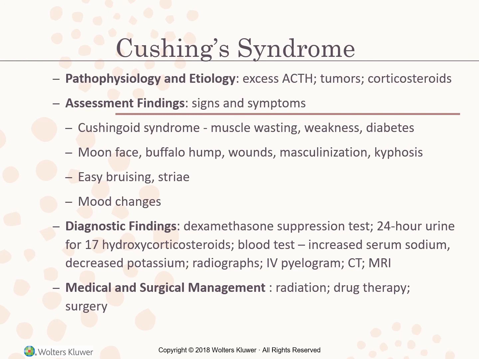We can also do lab blood tests that will reveal increased serum sodium, decreased serum potassium, and increased blood glucose levels. Abdominal radiographs, CT, and MRIs can show adrenal enlargement, and an IV pyelogram can show changes in the renal shadow caused by an abnormally large adrenal gland.